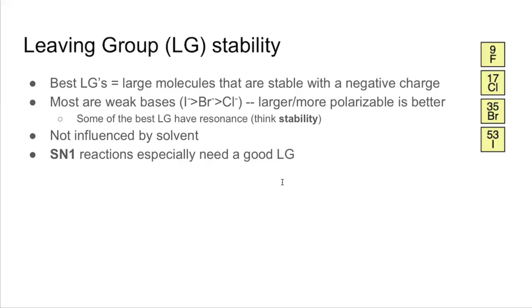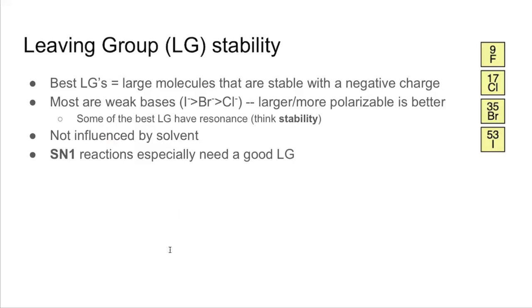Now, some leaving groups are not just one single atom. You could have a few atoms in a group that acts as the leaving group. And some of the best leaving groups, if it's a group of atoms, have resonance because, as you might remember, resonance increases stability. And resonance is also one way that we discussed that can help you distribute negative charge, which a leaving group will have after it has left or been kicked off. Leaving group stability, you'll want to keep in mind, is not influenced by a solvent, if there is one. We're not going to talk too much about solvents today, but that's going to be coming up later in the week.